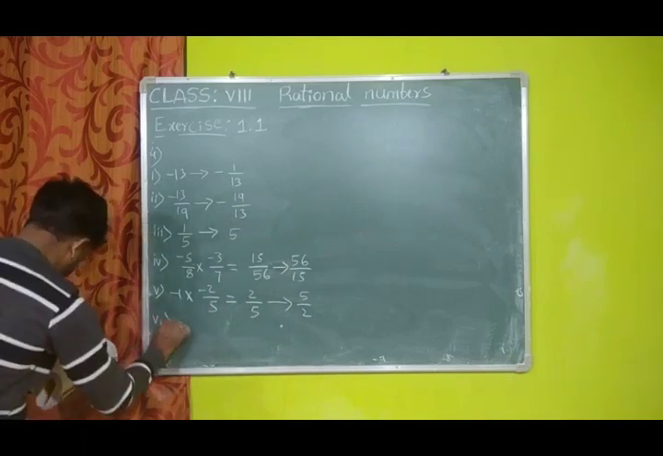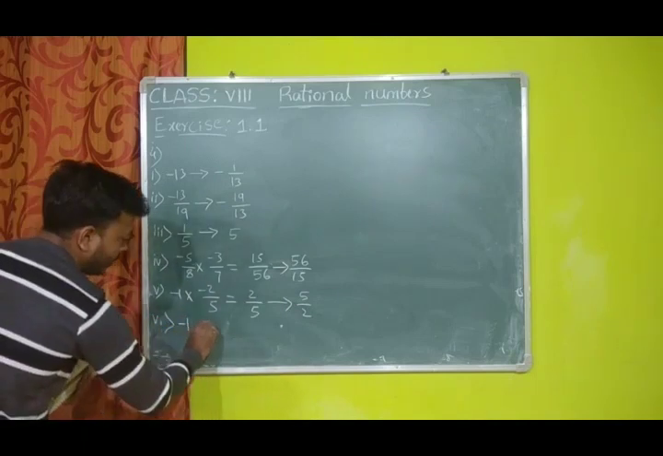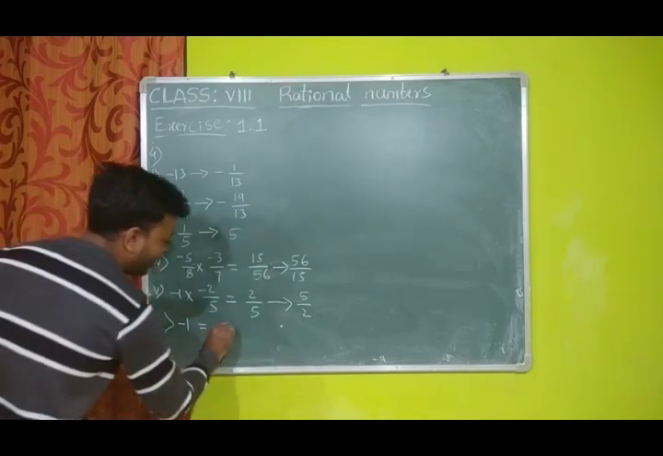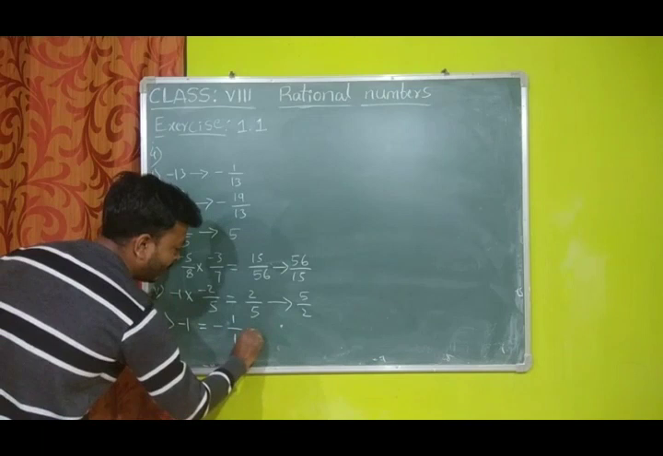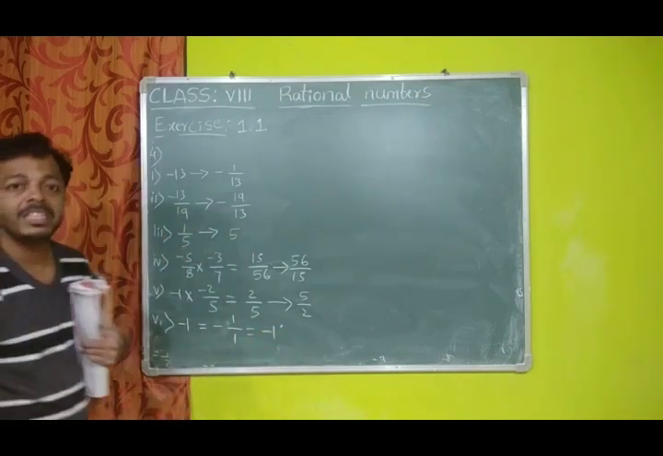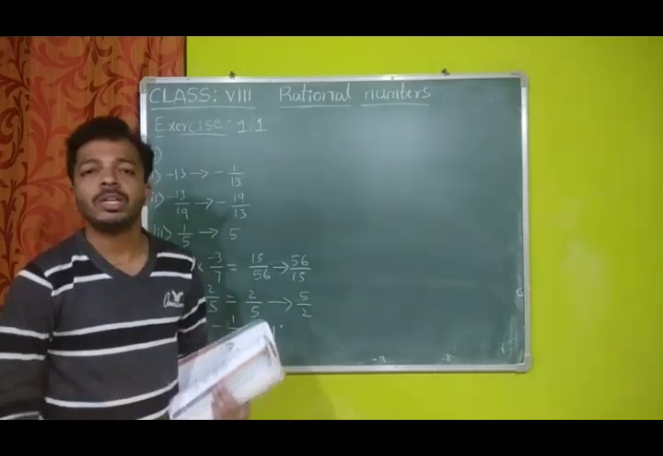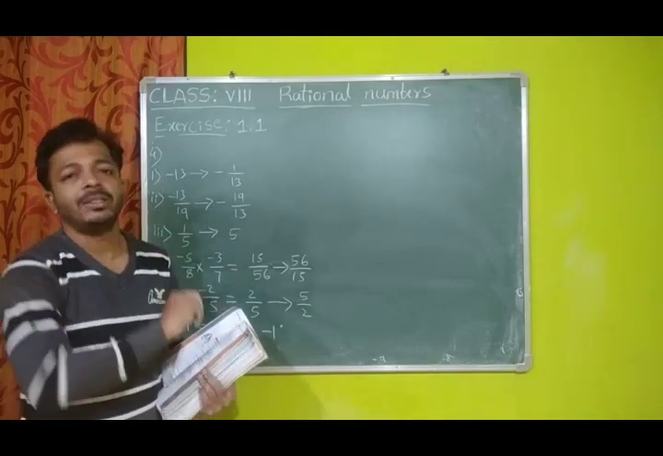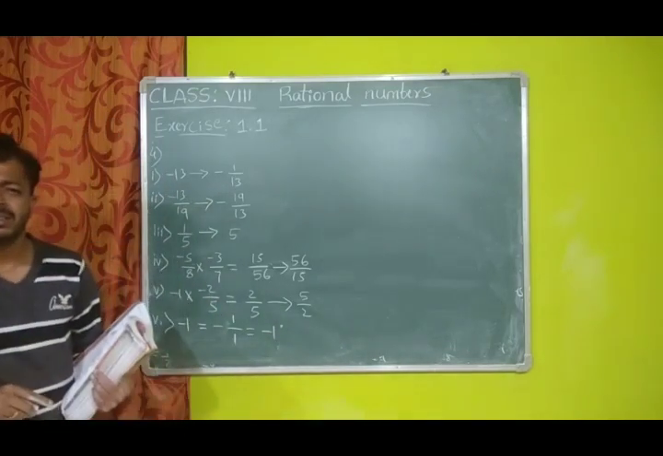Sixth one, minus 1. So what is the multiplicative inverse of minus 1? Just do the reciprocal. 1 divided by minus 1 is minus 1. See here. Minus 1 multiplicative inverse is minus 1 only. And what is the multiplicative inverse of 1? As 1. Both the answers are correct.